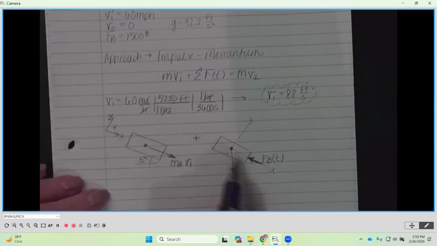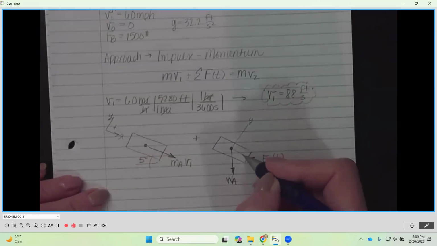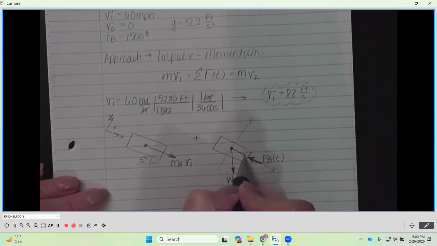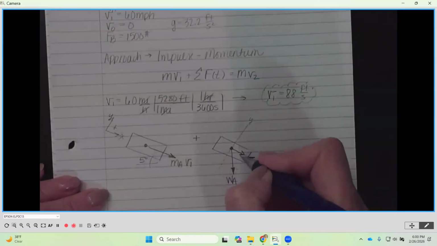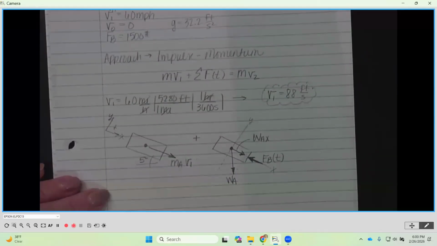Now, along that line, if we look at our weight, there is an X component that acts. So if we put a line parallel, we would have a WA X component right there. Because it's representing impulse, it would be times the time here. Now, we know that our 5 degree angle is right here. This is our 5 degrees on this side.